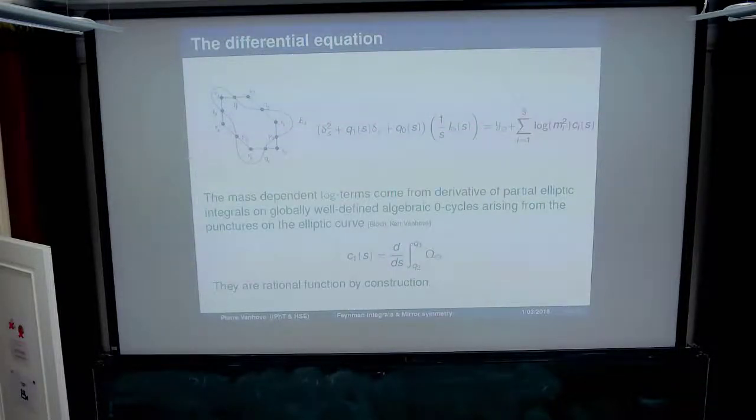But still, this log dependence, the log of the parameters that are in the historic data, is given by the circulation of your integrand between these points, Q1 and Q2, differentiated with respect to S. So it's a completely geometric problem.